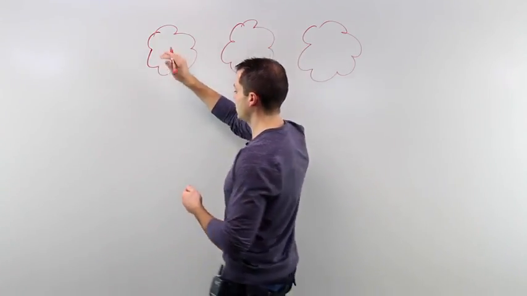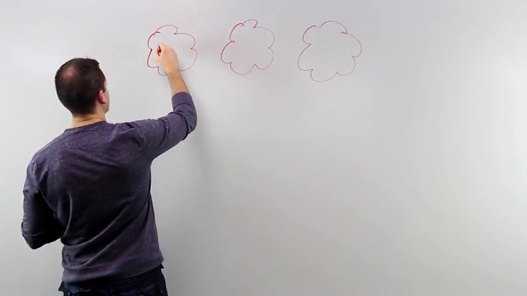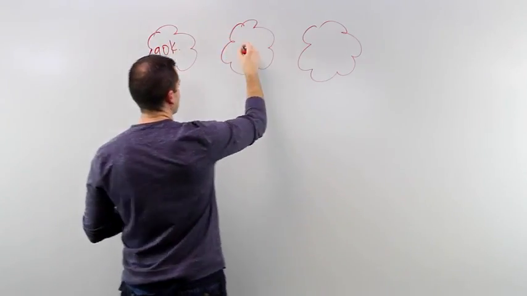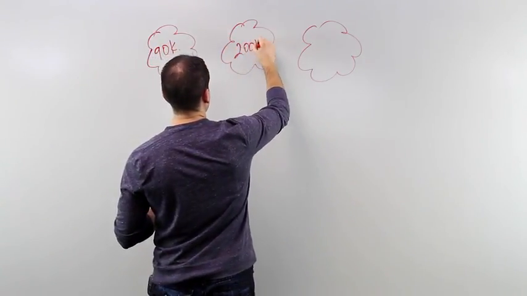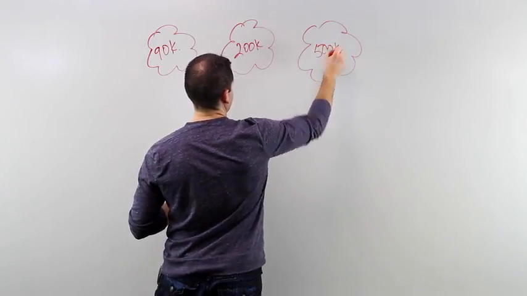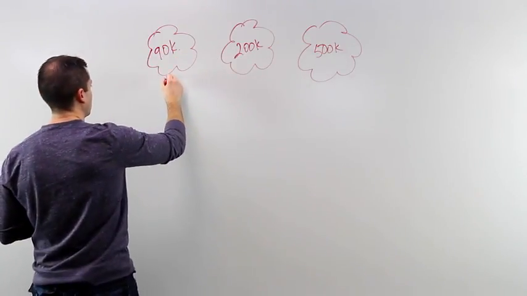Let's say this guy right here is in internet marketing just like I am, and he has a list of 90,000 people. Let's say this guy has a list of 200,000 people, and this guy has a list of 500,000 people. So I go to him and I say, hey, let me buy a solo ad from you.